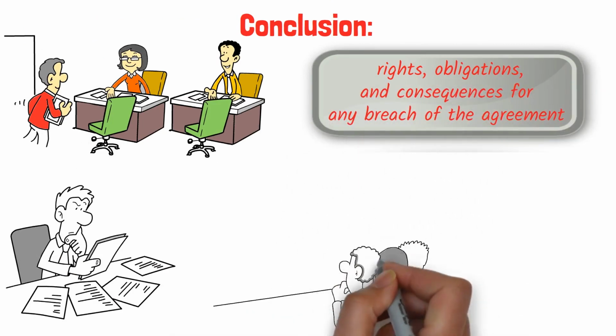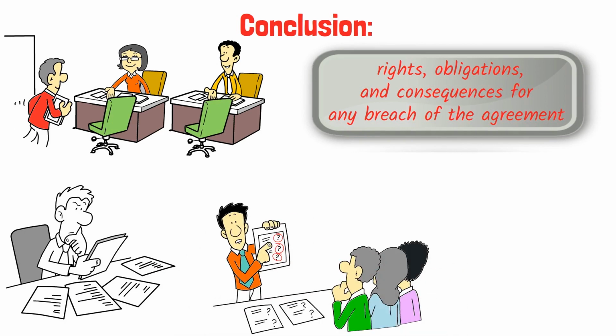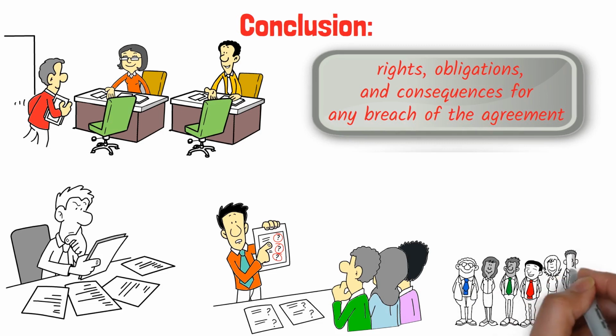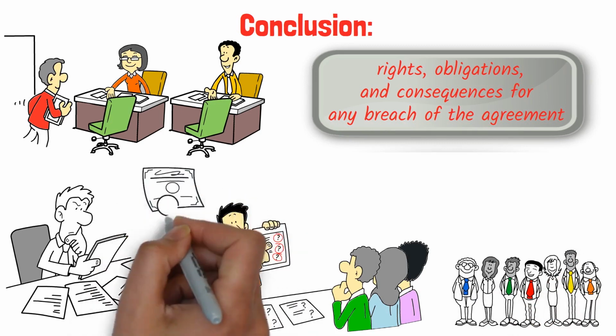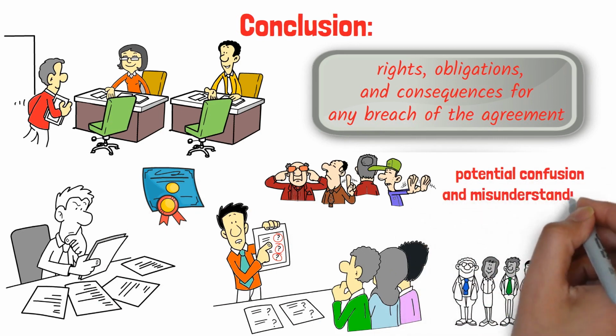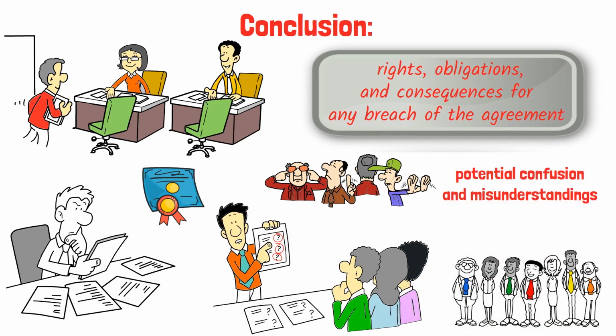Consider the purpose of the agreement, who is responsible for any losses or damages, and ensure all parties involved understand the terms and conditions. With a clear and concise contract, you can avoid potential confusion and misunderstandings.